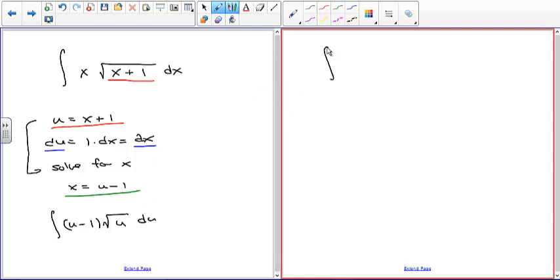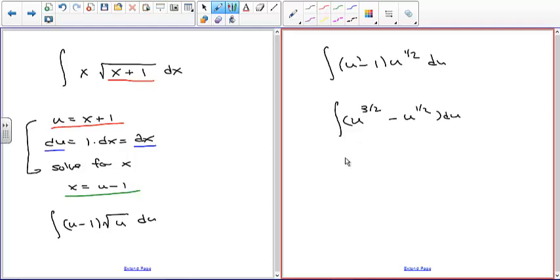But if I were to rewrite the square root of u as u to the 1/2 power, and then I were to multiply this out, so if I distribute that u, you add the exponent. So here this is the first power. So u to the first power times u to the 1/2 power is u to the 3/2 power. And then you've got the second part, which is just 1 times u to the 1/2 power. Like that. And now these are just power rules.